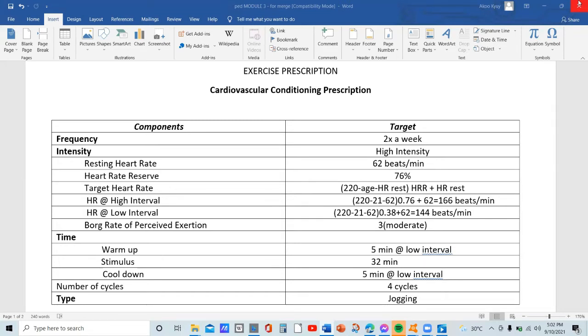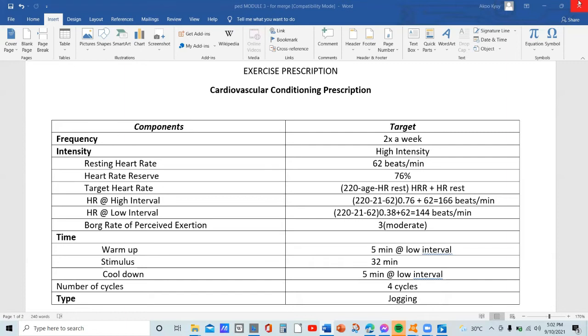Let's now proceed to the next component, which is the time or duration of the activity, which also refers to the length of time that the activity is performed. We have three subcomponents of time in an exercise prescription. The first one is the warm-up, stimulus, and the cool-down.